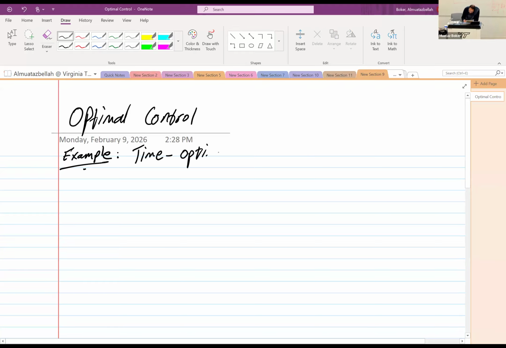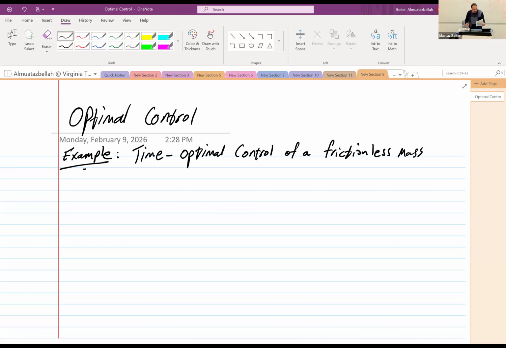Time optimal control of a frictionless mass system. Okay, so let me write the Hamiltonian system.